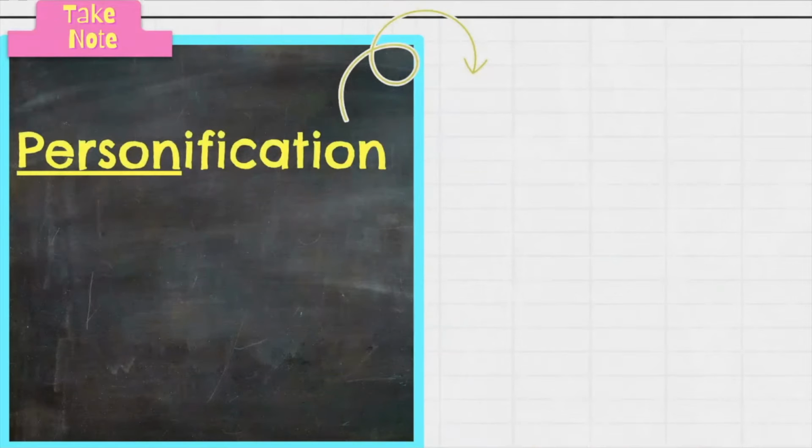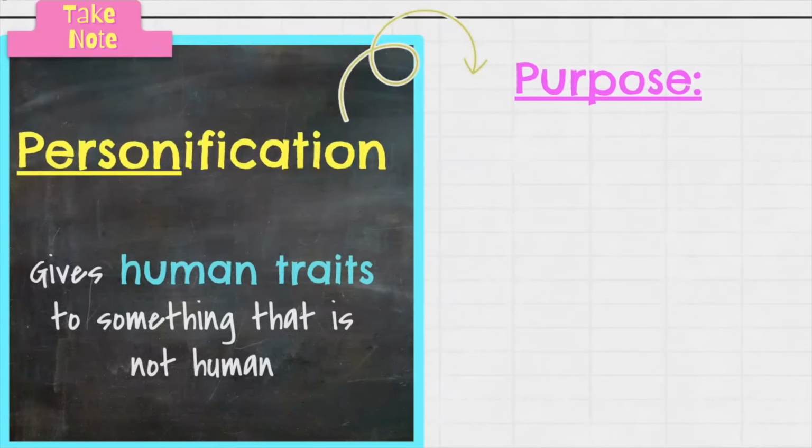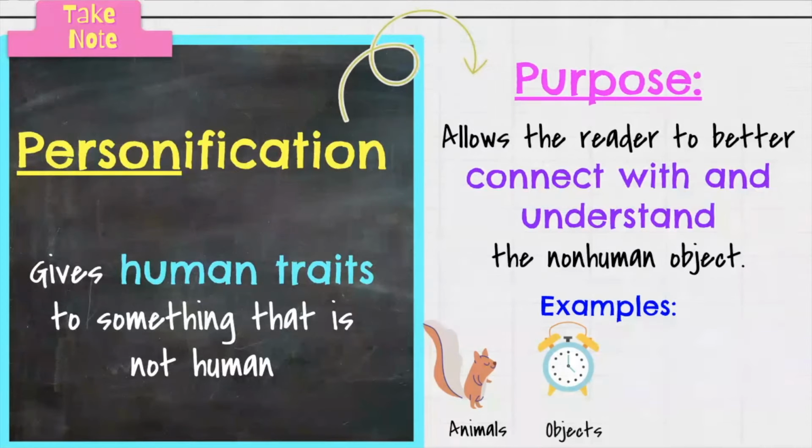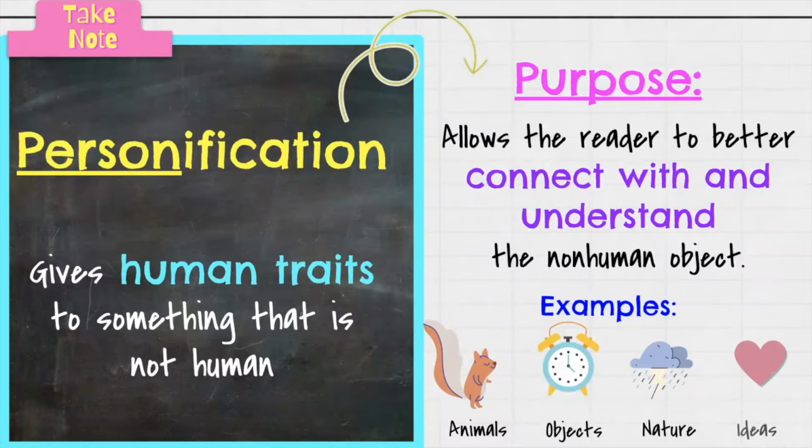Up next, we have personification. You can see how I underlined person because personification gives human traits to something that is not human. And so this allows the reader to better understand and connect with the non-human object. Some examples would be animals, actual objects, nature, and ideas.